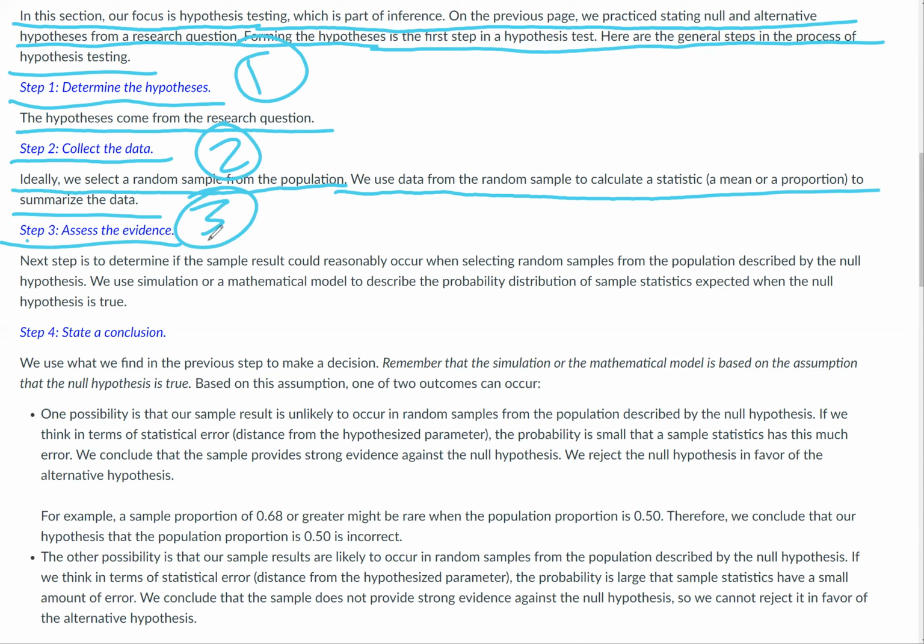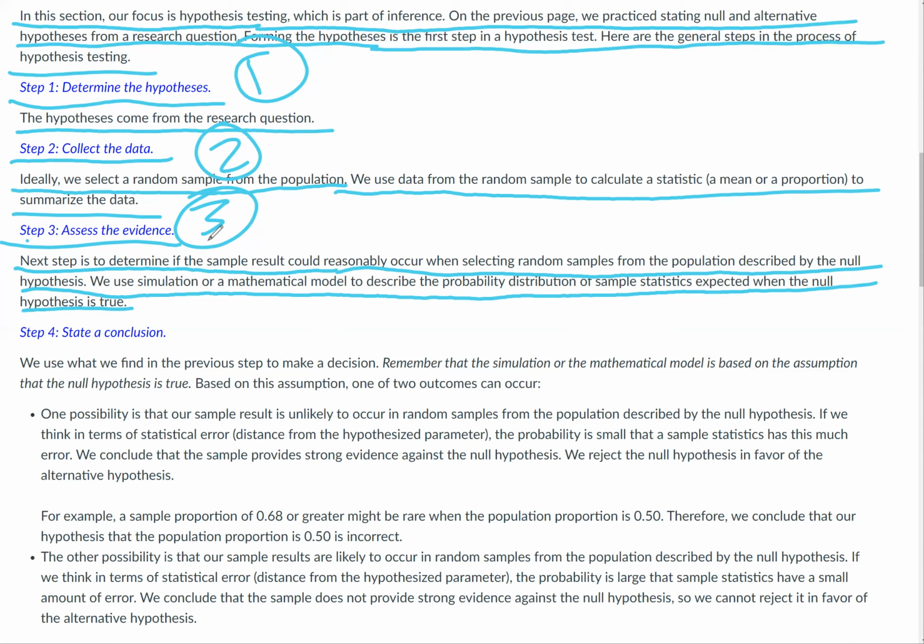Assess the evidence. So the next step is to determine if the sample result could reasonably occur when selecting random samples from the population described by the null hypothesis. We use simulation or a mathematical model to describe the probability distribution of sample statistics expected when the null hypothesis is true. This sounds like a lot of things, but we're just stating them, and in the coming pages, we'll go into more detail about each step. Step 4, state a conclusion.